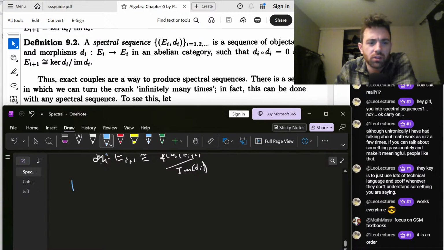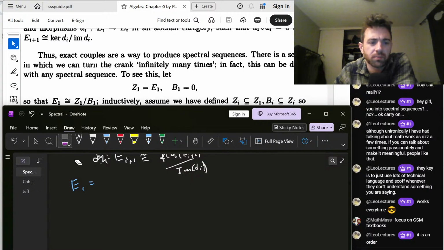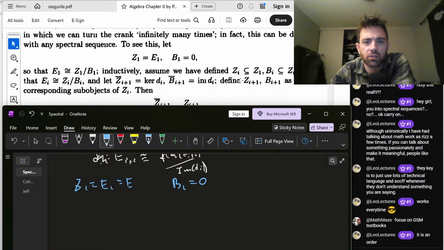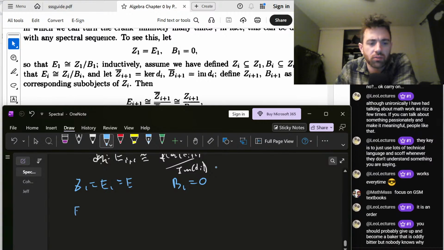So, what was it? Z1 is E1 is E. And B1 is 0. Okay. Now, I'm trying to come up with a subobject of Z1. So, what do I have? I have E2, by definition, is the kernel of d2 mod the image of d1.